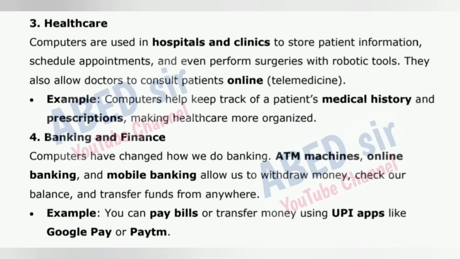4. Banking and finance. Computers have changed how we do banking. ATM machines, online banking, and mobile banking allow us to withdraw money, check our balance, and transfer funds from anywhere. Example: you can pay bills or transfer money using UPI apps like Google Pay or Paytm.